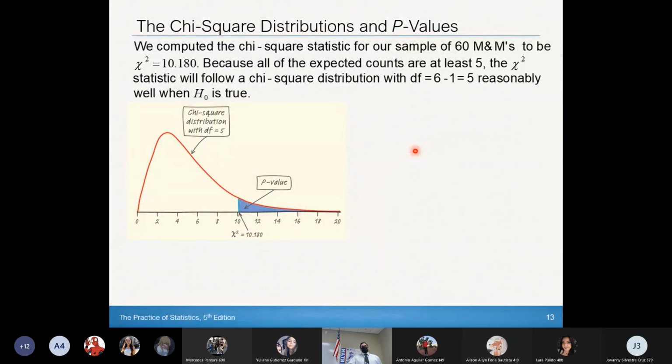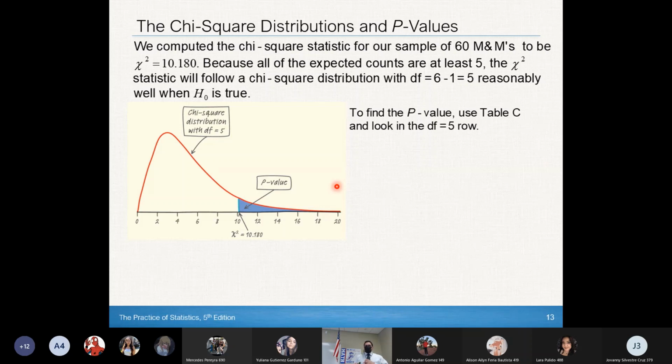We computed the chi-square statistic for a sample of 60 M&Ms to be chi-square equaling 10.180. Because all the expected counts are at least 5, the chi-square statistic will follow a chi-square distribution, degrees of freedom equaling 6 minus 1 equals 5, reasonably well when the null hypothesis is true. And we have our little graph here showing our chi-square distribution with 5 degrees of freedom. Here's where our chi-squared value lies. The proportion to the right of this is our p-value. That's the probability of getting a value that far away from no difference, 0 on this graph, or more.